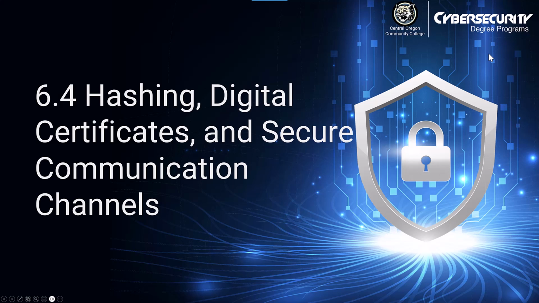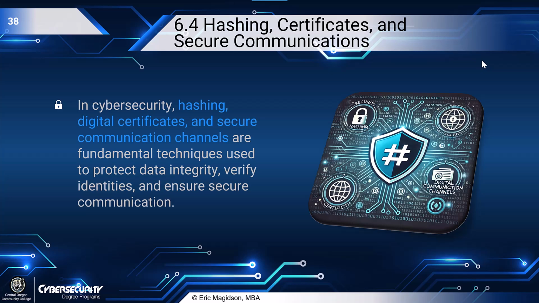So let's take a look at hashing, digital certificates, and secure communication channels. Most likely, if you've done any work within information technology, you've followed some of the hacks and the news that are happening, ransomware, etc. There's a great example of bad use of encryption. Cryptography is huge as it pertains to security. In the case of ransomware, it's used to encrypt data so that you've got to pay to get the key back. So in cybersecurity, hashing, digital certificates, and secure communication are all fundamental techniques used to protect integrity and verify identities.